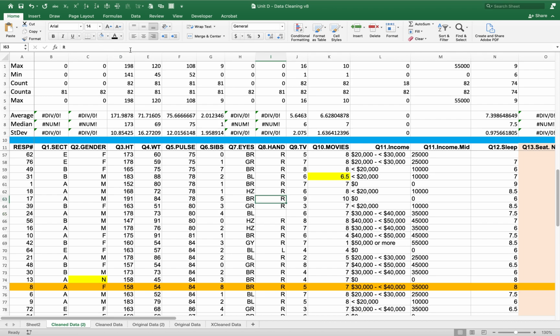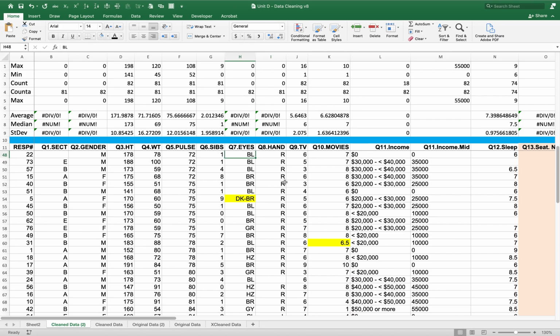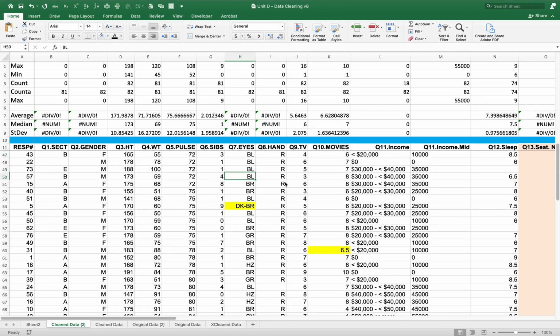Okay. Down here we've got gender. We've cleaned that one up, so we're good on that one. I want to get to this one in a moment, but let's take a look at this one here.